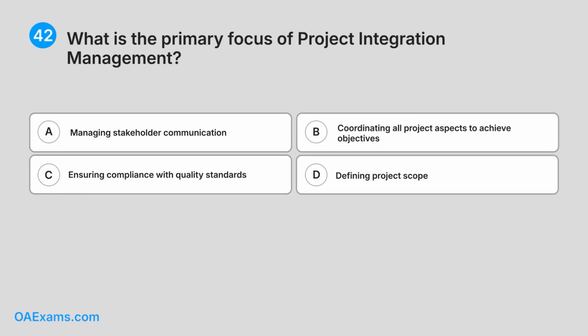42. What is the primary focus of project integration management? A. Managing stakeholder communication. B. Coordinating all project aspects to achieve objectives. C. Ensuring compliance with quality standards. D. Defining project scope. What do you think is the answer?